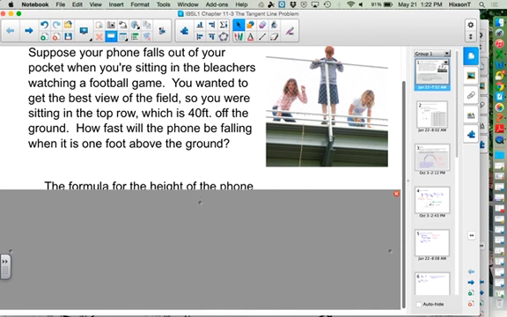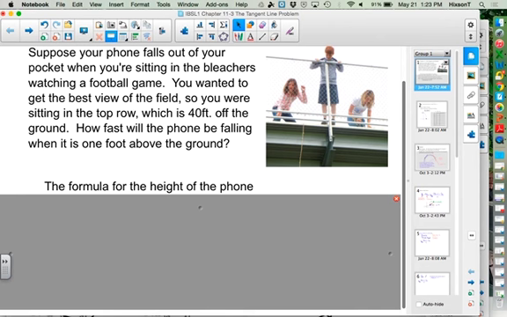But anyways, does anyone remember what the formula for a falling object would be? It's, the velocity at any given time, you have 1/2 times the acceleration, right? So, what's the acceleration of gravity? 9.8 meters per second squared.